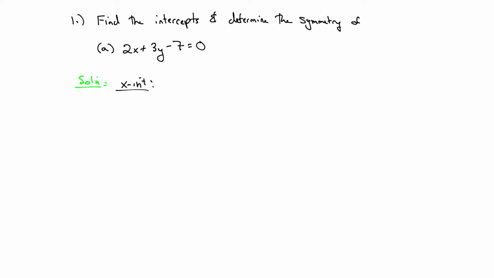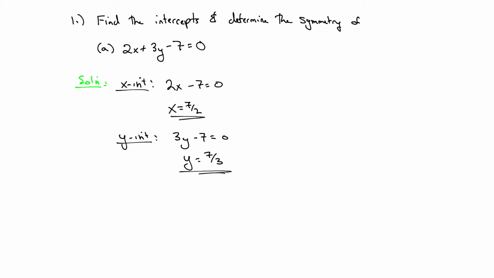For an x-intercept, you want to set y equal to 0. So 2x plus 3 times 0, that just goes away, minus 7 is equal to 0, which gives us x equals 7 halves. And for our y-intercept, we're going to set x equal to 0 and solve for y. When you plug in 0 for x, this goes away, and you just get 3y minus 7 is equal to 0, which gives you y is equal to 7/3. So that's my y-intercept, that's my x-intercept.